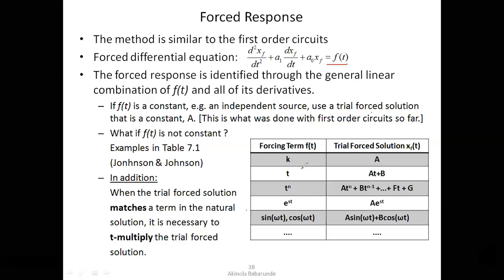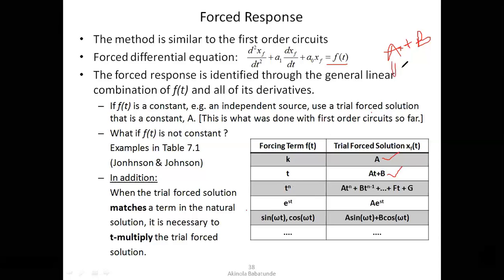These are the various variations that you can have. When it is constant, you assume the trial forced solution will be A. When it is a linear function, you assume the trial forced solution will be At plus B. This is a linear term, which looks like saying Ax plus B. So this is like our linear expression.